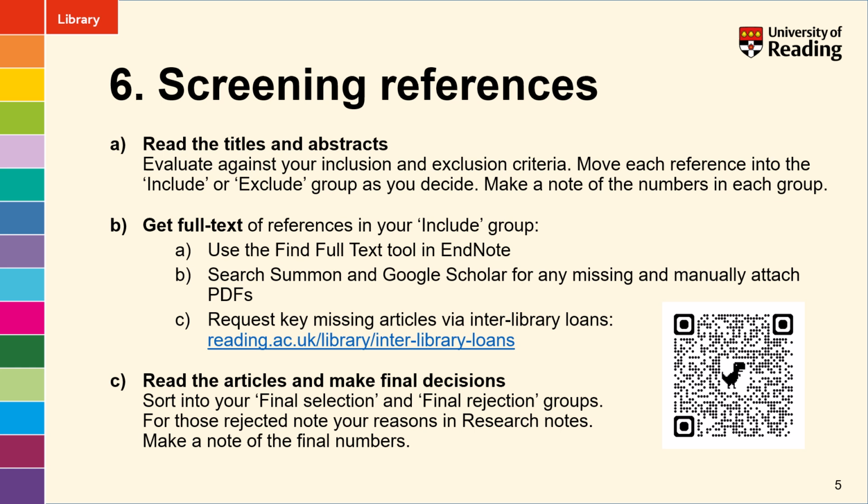Then you can concentrate on the ones in that include group and try and get the full text. So you can do this by using the Find Full Text tool within EndNote itself, which will work well for any open access articles. Those that it doesn't find, try searching on Summon or Google Scholar to try and download the PDF, which you can then attach to the relevant reference in EndNote. You'll soon be able to see which ones you haven't got, because they won't have a paperclip displaying next to them. So you'll then need to look at each of those and decide whether they look like really useful articles that you need, and you can request those through our Interlibrary Loans service.